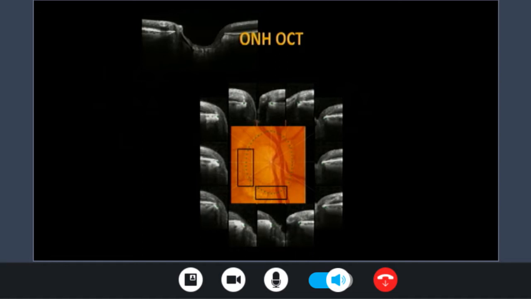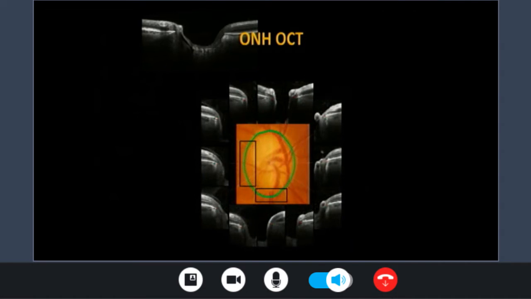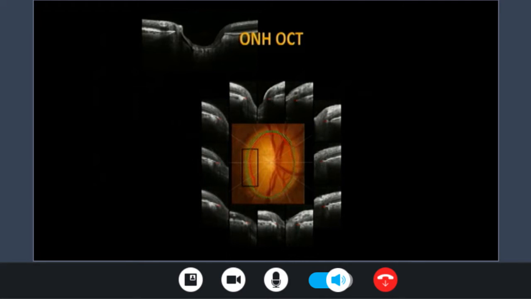Another example, you can see here the disc margin, which is the green dots, and you can see here the Bruch's membrane opening. In the previous example, we had the disc margin, the clinically detected disc margin, and the Bruch's membrane opening. In the previous example as well, we have the same issue.